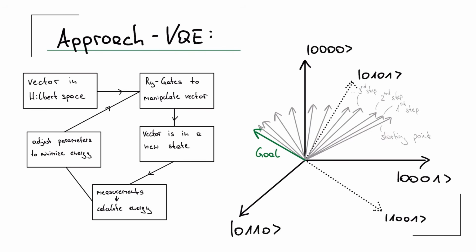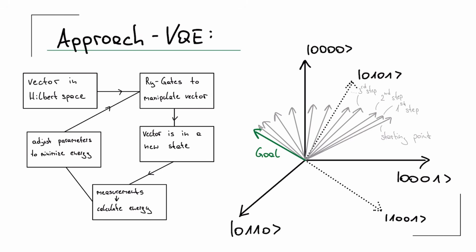Now we introduce an optimizer. The optimizer simply adjusts the parameters so that the energy becomes smaller. This process uses a gradient-based method. For anyone who's interested in how that works, you can check out part 1 and part 2 of my quantum machine learning series. After the optimizer updates the parameters, we repeat the process.